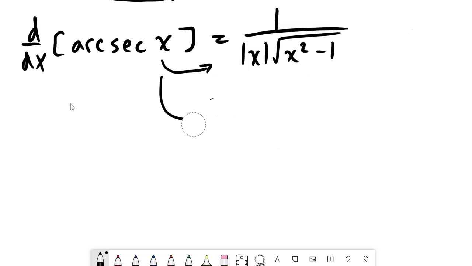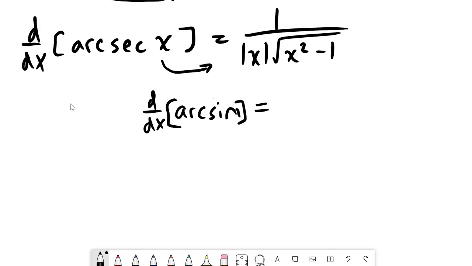This one's a hard one to remember because, unlike the arcsine, we have to notice a small difference here.